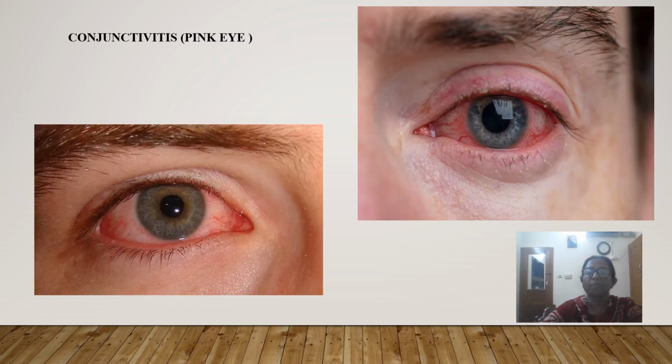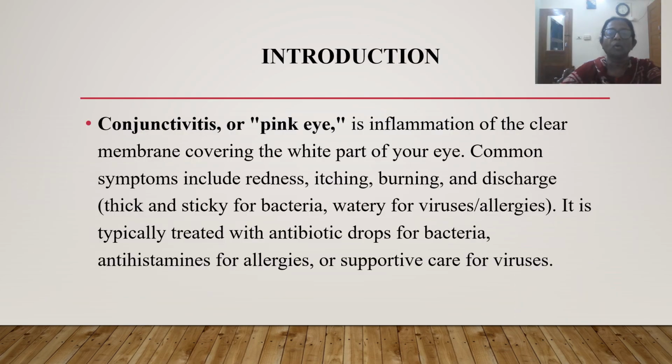So the first topic is conjunctivitis or pink eye. Conjunctivitis or pink eye is the inflammation of the clear membrane covering the white part of your eye, that is the conjunctiva. Common symptoms include redness, itching, burning, and discharge: thick and sticky for bacteria, watery for viruses and allergies. It is typically treated with antibiotic drops for bacteria, antihistamines for allergies, and supportive care for viruses.